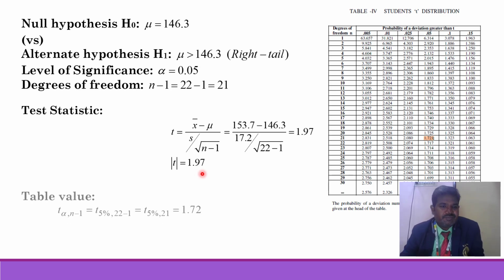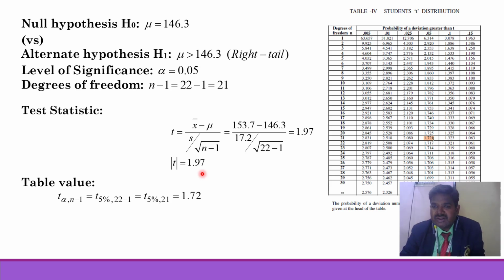Now we can see from the table, T alpha, n minus 1, that is 5% with the degrees of freedom 21. Here we are using a one-tailed test. So for one-tailed 5%, we look in the fourth column. With the degrees of freedom 21, the value is 1.721. So 1.72.